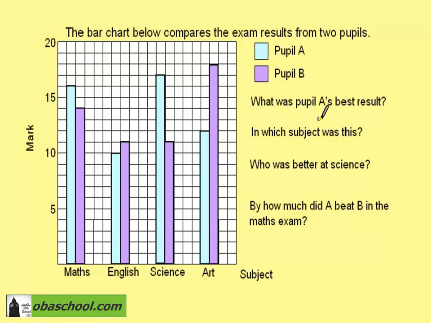What was pupil A's best result? Pupil A is shown in blue. We can see the result for maths, English, science, and art. The highest bar is for science, and we can read off that it was 17 marks. The subject was science.